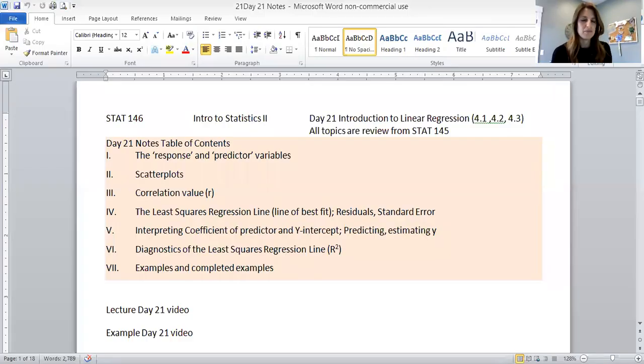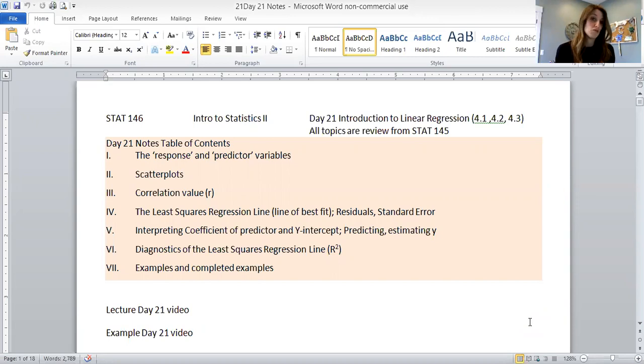So I'm going to pull up today's typed notes, and we can look through those a little bit together, and then I'll do a separate video for the example. So linear regression is just a way of modeling a relationship between two variables.